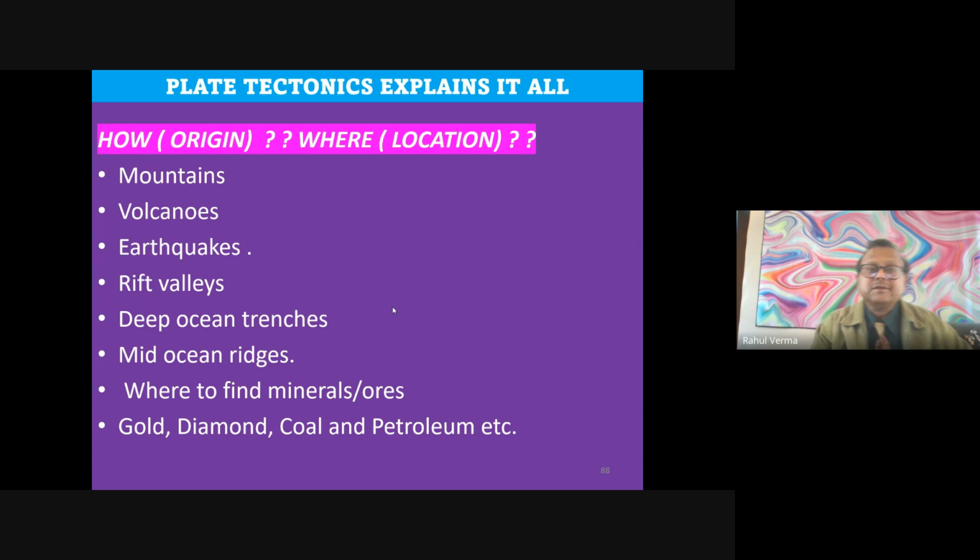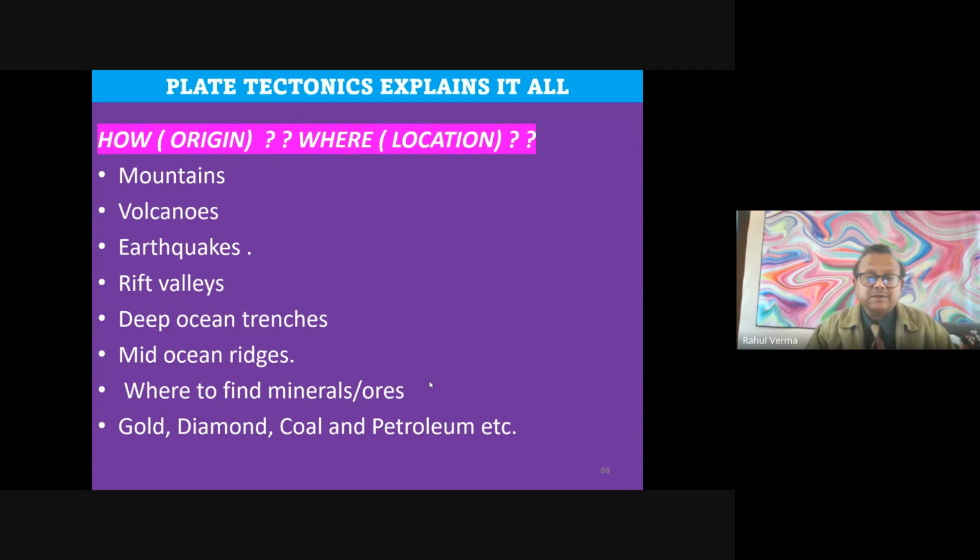So plate tectonics is a very good discovery. Maybe in earth science, one of the best discoveries apart from GIS. So it explains everything, how mountains will form, where you can get volcanoes, where you can get earthquakes, where you can get rift valleys, trenches, mid-oceanic ridge, where to find minerals and ores. Because when the mantle is exposed, lot of hidden resources come up.